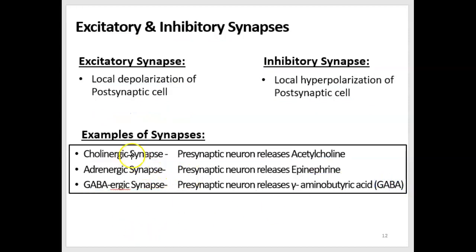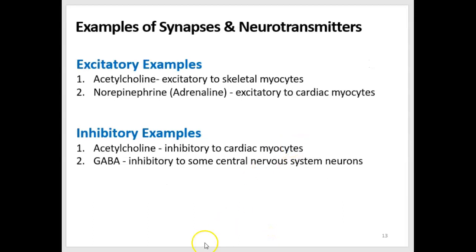Now, what are the effects of the neurotransmitter for each of these synapse types on the postsynaptic cell? What does a cholinergic synapse do to the target cell? What does an adrenergic synapse do to the target cell? And what does a GABAergic synapse do to the target cell? So let's look at them specifically. And I'm going to split them up into examples that are excitatory to a target cell and inhibitory to a target cell.